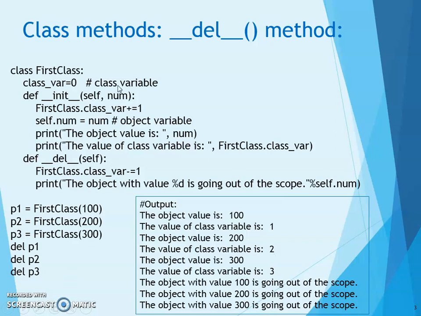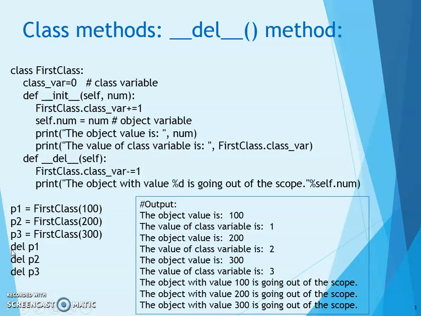In the same way we are passing 300, and here again it will be incremented by 1. Previously the class variable was 2, so now it will become 3 and the object value is 300. So till here we have just created the objects and initialized them by using __init__. Now the next line is del p1.